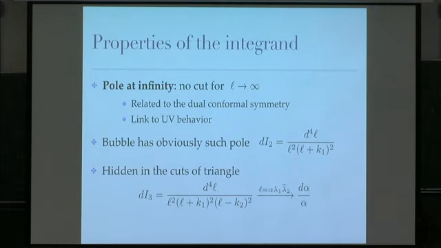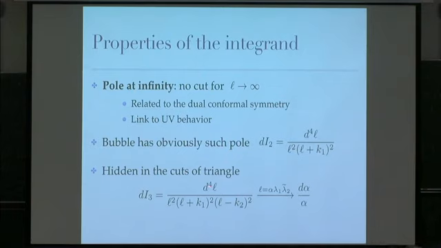And so, for example, the bubble integral at one loop obviously has a pole at infinity. I just take L and send it to infinity, and it has a pole. And that's UV divergent. Of course, there are other cases, like the triangle integral, which also has this pole, but not directly. I cannot send L to infinity here. I wouldn't find any pole.